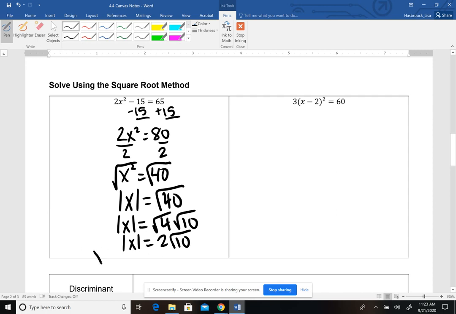Now I'm going to go ahead and split it up. Because it's absolute value, we have two answers. X can be a positive 2 root 10. X can be a negative 2 root 10. And now we're done.